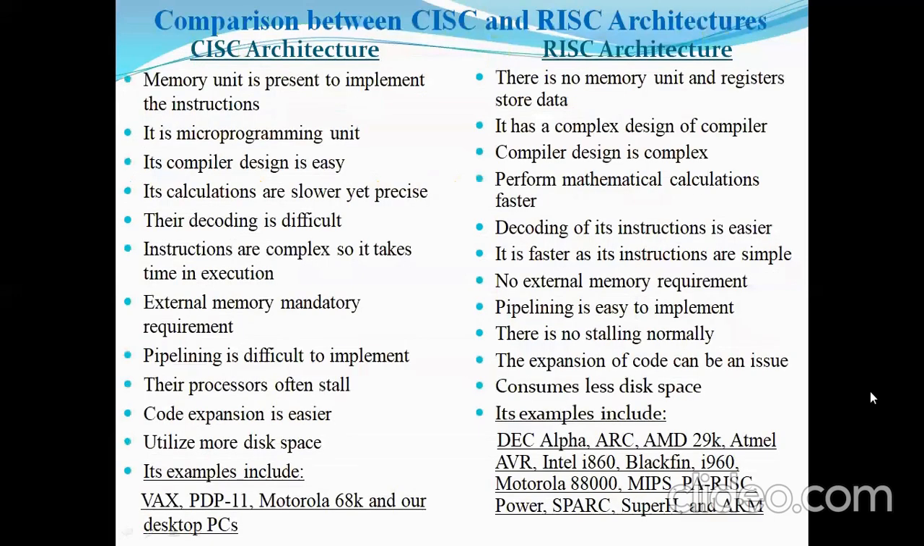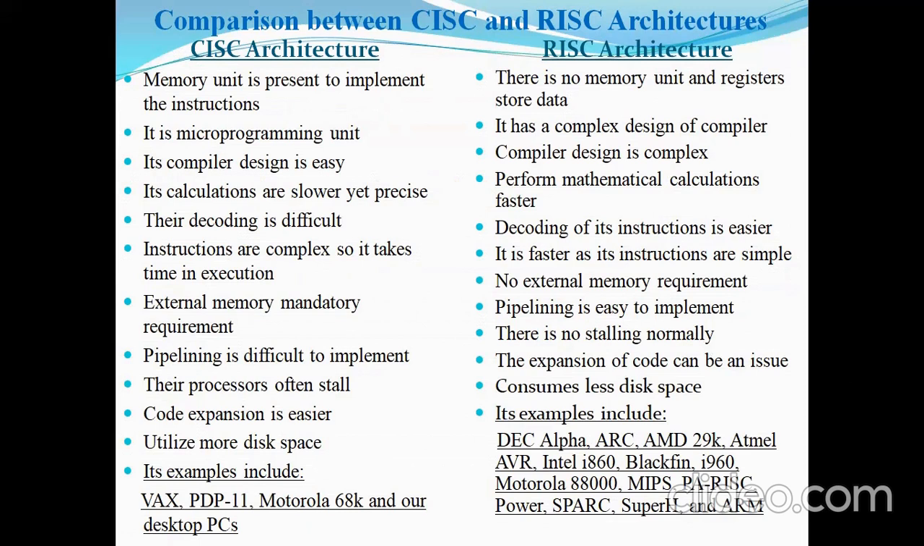Then the third point of this topic is the comparison between the CISC and RISC architectures. In this point, we will see the comparison points of the CISC architecture and RISC architecture. The first point is that a memory unit is present to implement the instructions in the CISC architecture, whereas there is no memory unit and register to store data in the RISC architecture.